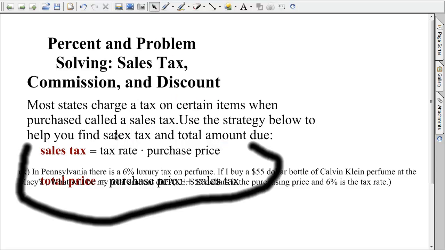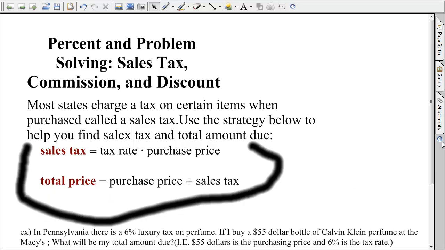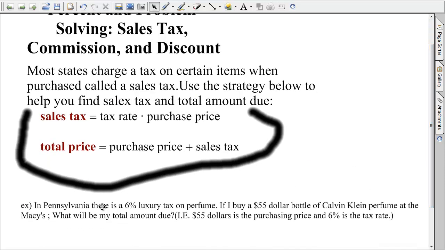Well, I noticed my problem got overlaid there, so I scooted down. So sales tax is your tax rate times your purchase price, and total price is your purchase price plus your sales tax. So just bear that in mind.